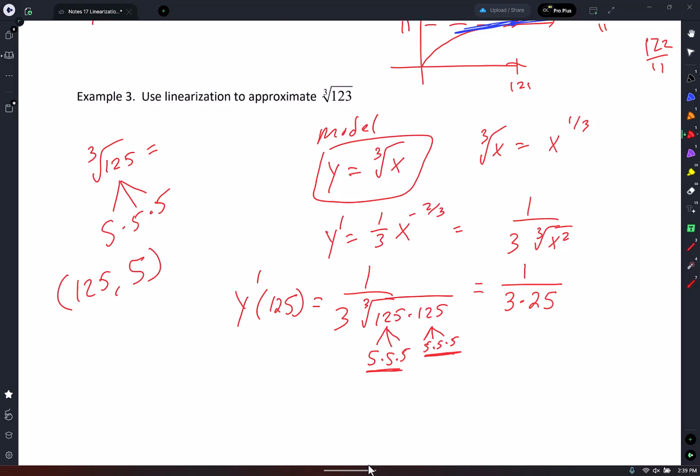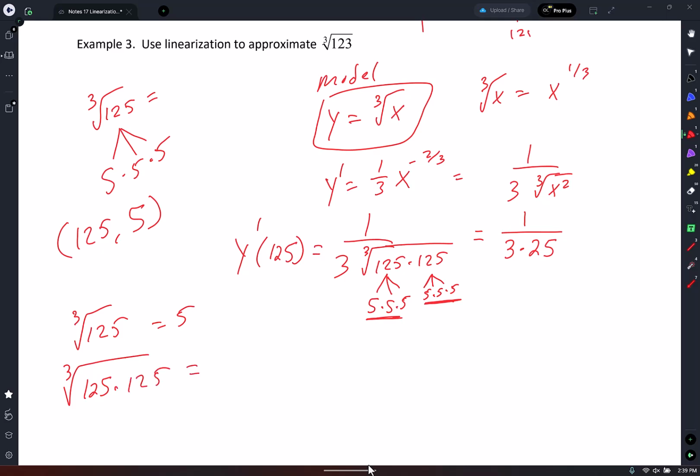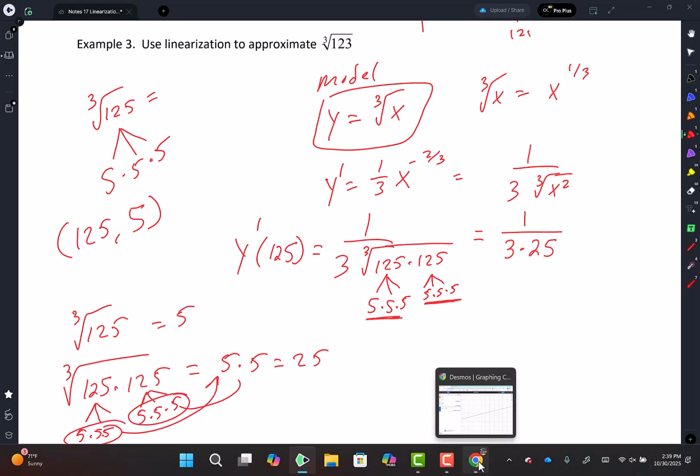You guys don't know what I'm doing? Okay. What's the cube root of 125? 5. But I don't have 125, I have 125 squared. So 125 times 125. Remember, every time you have a group of 3, 5 times 5 times 5, you take that out, 5. And this is another 5 times 5 times 5, you take that out, 5. So 25.